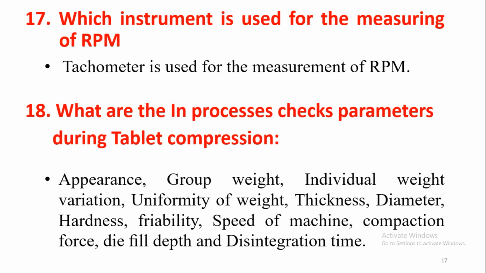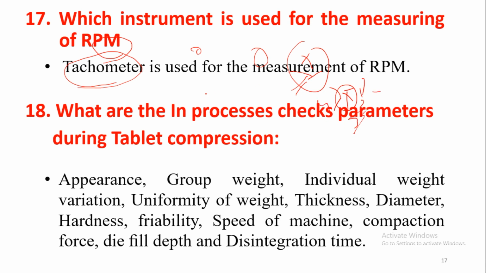Which instrument is used for measuring the RPM? First you need to understand RPM means rotation per minute. This is very easy. Tachometer is used for measurement of RPM. You might have seen somewhere in your vehicle also, RPM, rotation per minute, or in some of the other devices an RPM meter is mentioned, here, 1 2 3 4 or 100 200 300. So this is known as tachometer.